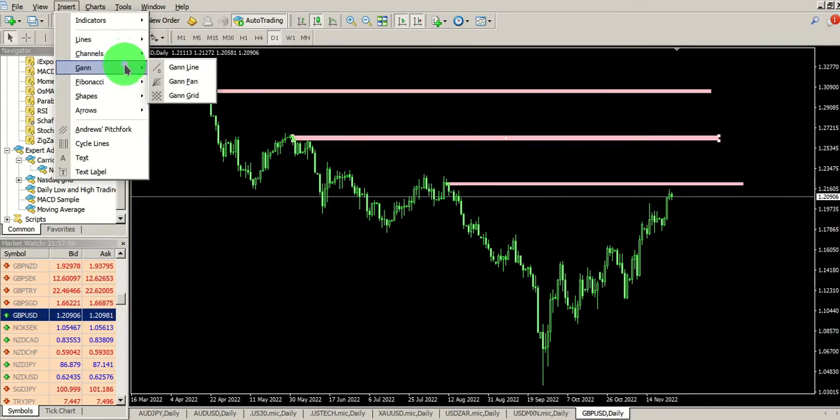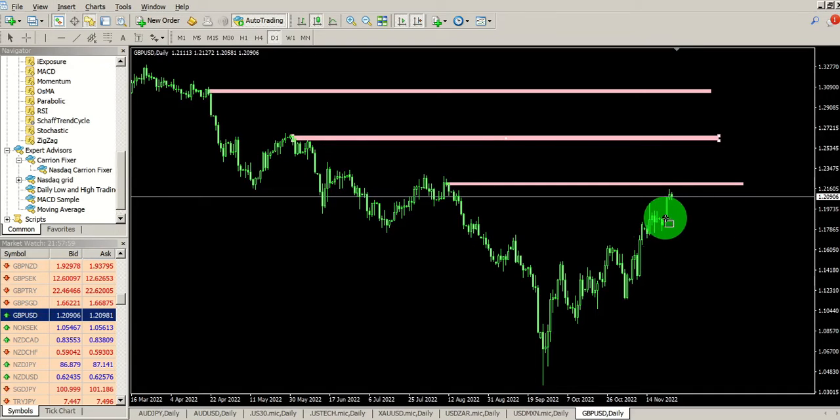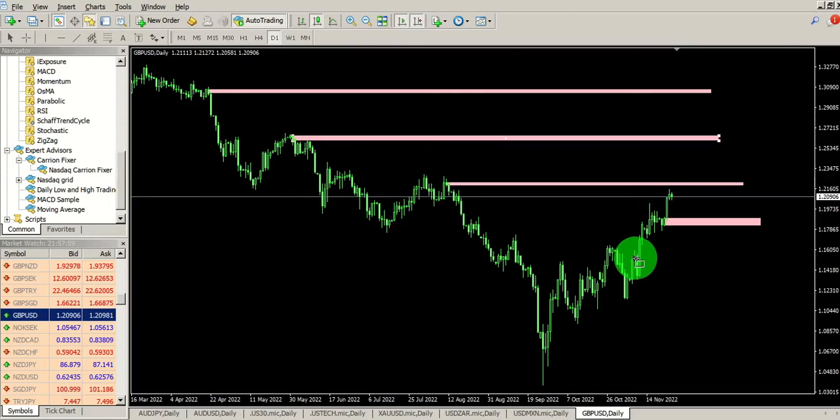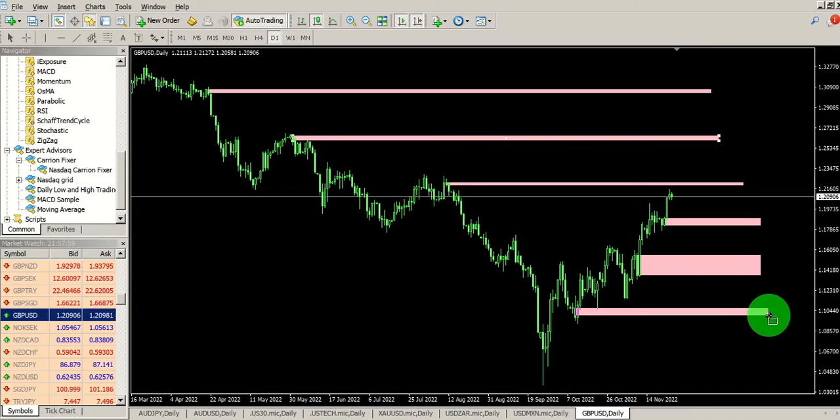And for the buy side, let me see. Got one, two, three. Yeah, that's pretty much it for GBPUSD.